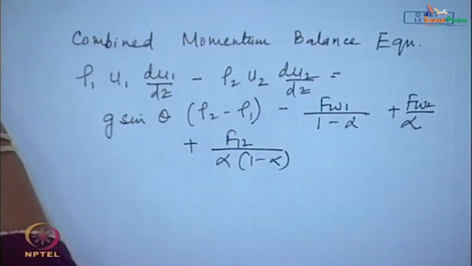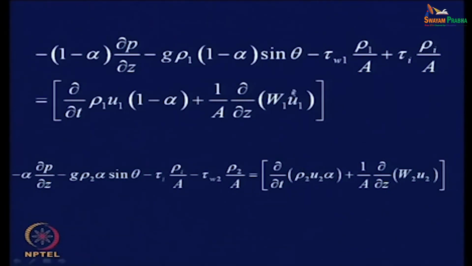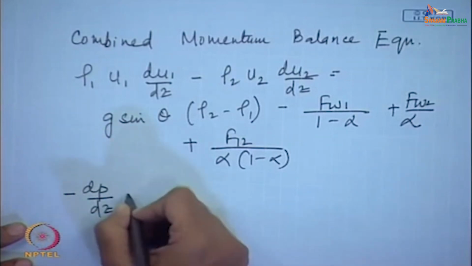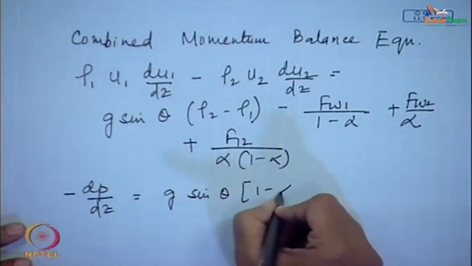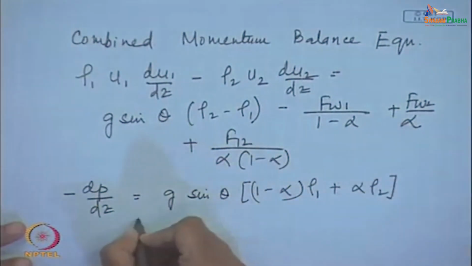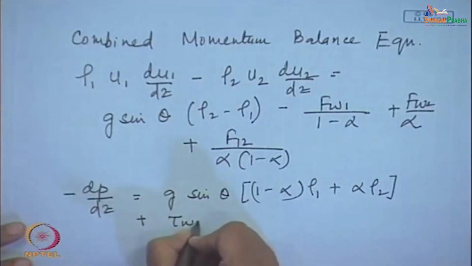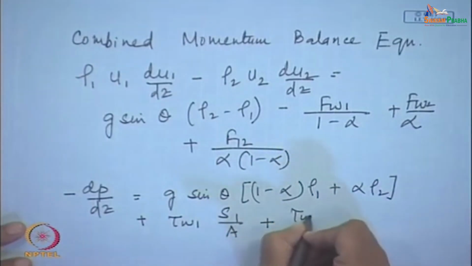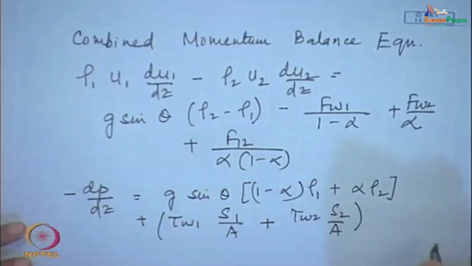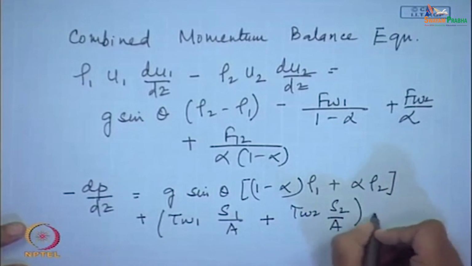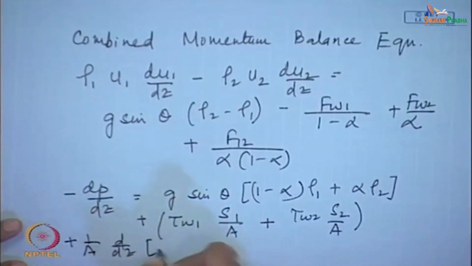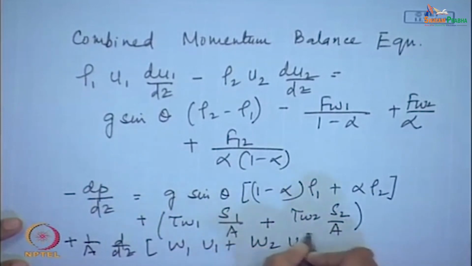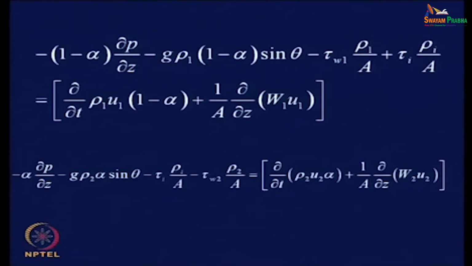The other was simply adding up the two momentum equations which I have written down for phase 1 and for phase 2. If we simply add them up, then what we had got was minus dp dz equal to g sin theta into, I will write it down fully, (1 minus alpha) rho 1 plus alpha rho 2, plus a term tau w1 s1 by A plus tau w2 s2 by A, which comprises the frictional pressure gradient, and then plus 1 by A, d dz of (w1 u1 plus w2 u2). This was all that I had got from simply adding the two equations which I have written down in this particular transparency.